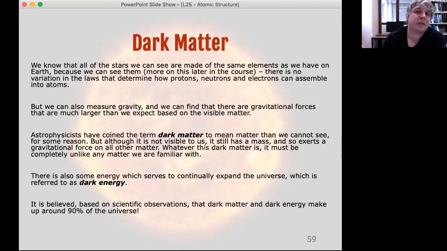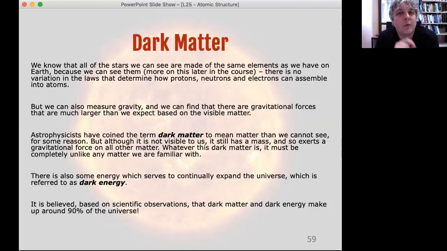Even though we can't go over and collect some of the star and check it, we can tell just based on the visual information we get that the stars are made of the same elements that we have here on Earth, and we can even figure out which ones. There's no variation in the laws on how electrons, protons, and neutrons can assemble into different atoms. That doesn't change throughout our observable universe. We can see all these different stars and distant galaxies, and we can tell that they are all made of the same stuff we're made of here, following the same physics laws.